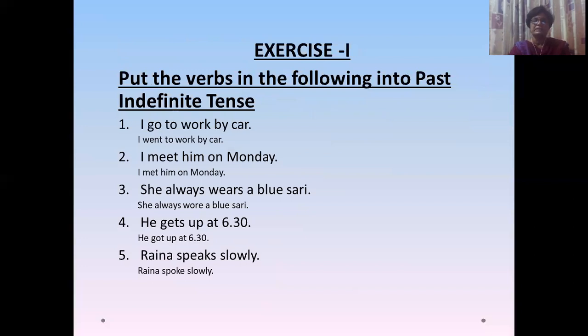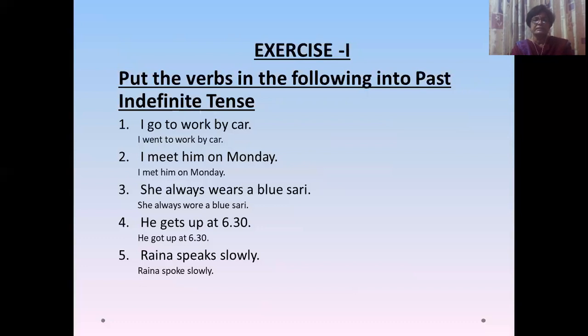Now we'll come to the exercise. Put the verbs in the following sentences into past indefinite tense. In such sentences, first you have to select the verb. What is the verb in that sentence? If we see the first sentence, it is I go to work by car. What is the verb here? The verb is go, and we'll have to change that verb into past tense. So it will be I went to work by car.